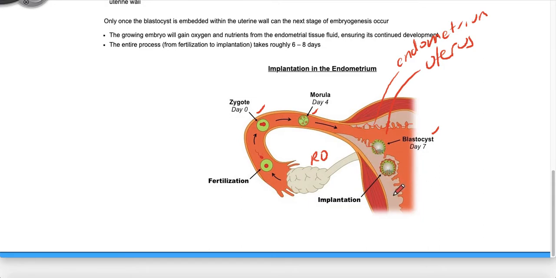And then in that location, the embryo, as it grows, is going to get all of its nourishment and oxygen from the mother's endometrium. Eventually, this blastocyst, as it continues differentiation, is going to differentiate a placenta, which is going to hold the fetus, and it's going to provide the nutrients to the fetus.